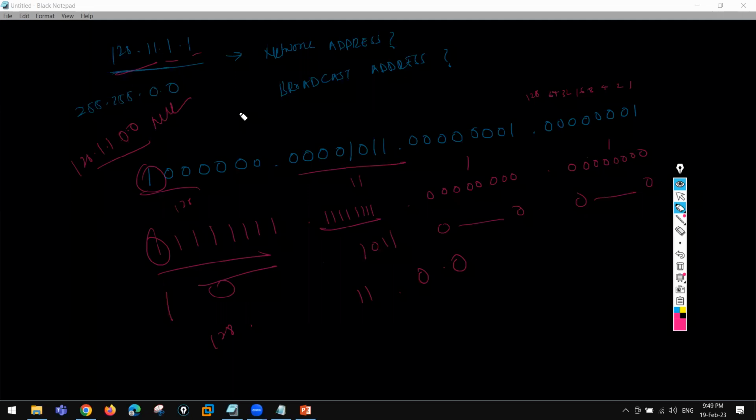And what would be the broadcast address? When all the host bits are 0, that is what we call the network address. But when all the host bits are 1, it becomes the broadcast address. You can use that address to broadcast among that network. You will understand later how this broadcast happens. So what would be the broadcast address? 128.11.255.255. So what is the network address for this particular IP? 128.11.0.0. And what is the broadcast address?